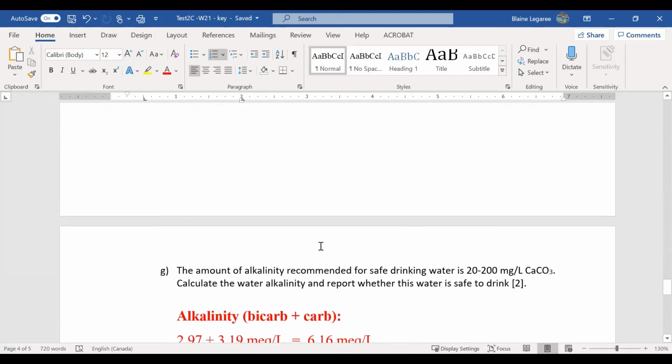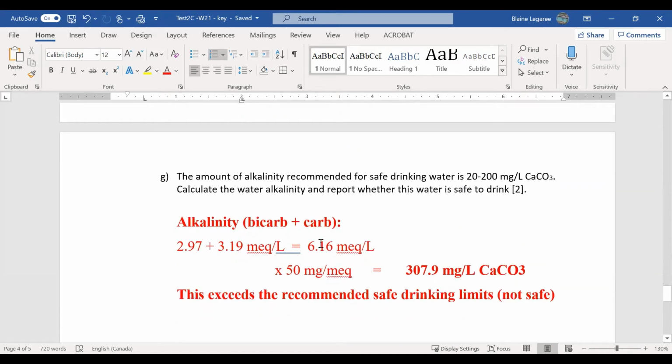All right, last question was alkalinity. Alkalinity is just carbonate and bicarbonate. So I'm just adding those 2 up, and I get 6.16 milliequivalents per liter. Convert back to milligrams per liter by multiplying by 50, and I get 307.9. So according to these recommendations here, that guideline of 200, this is higher than that, and so this water would be considered unsafe.